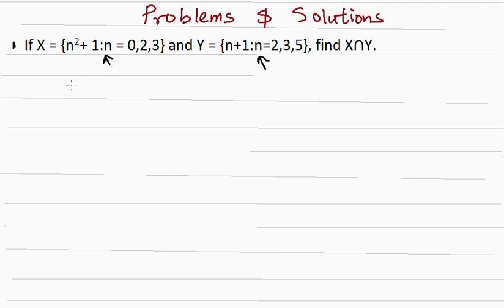So let's write the elements of x using the set builder notation. From this set builder expression, we can write the elements. We have that n is equal to 0, 2, 3, and we are going to find x by putting the value of n into this expression. When n is equal to 0, I have 0 squared plus 1, which is 1. That is the first element. When n is equal to 2, x is equal to 2 squared plus 1. 2 squared is 4, plus 1 is 5. Then when n is equal to 3, x is equal to 3 squared plus 1. 3 squared is 9, plus 1 is 10.